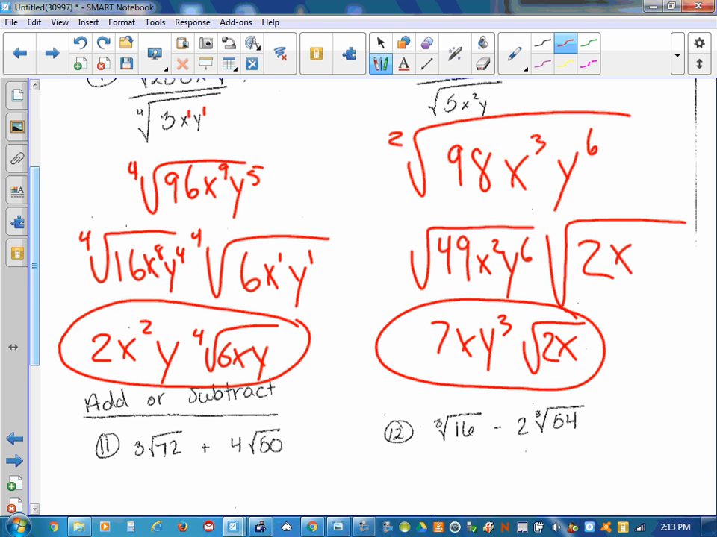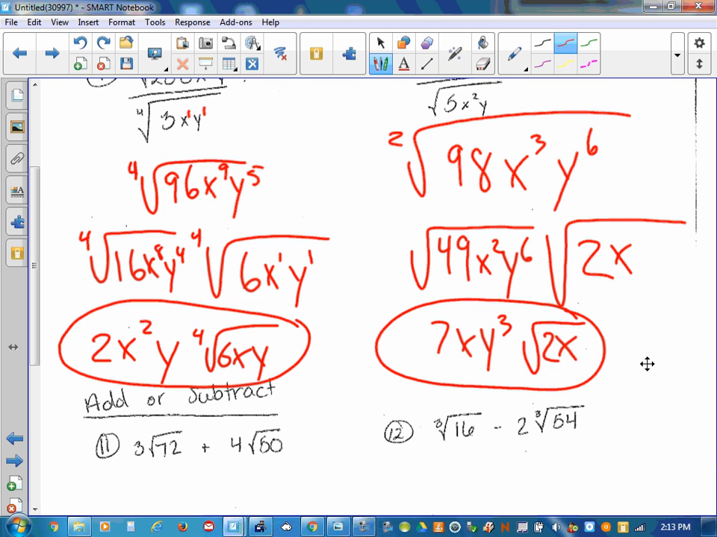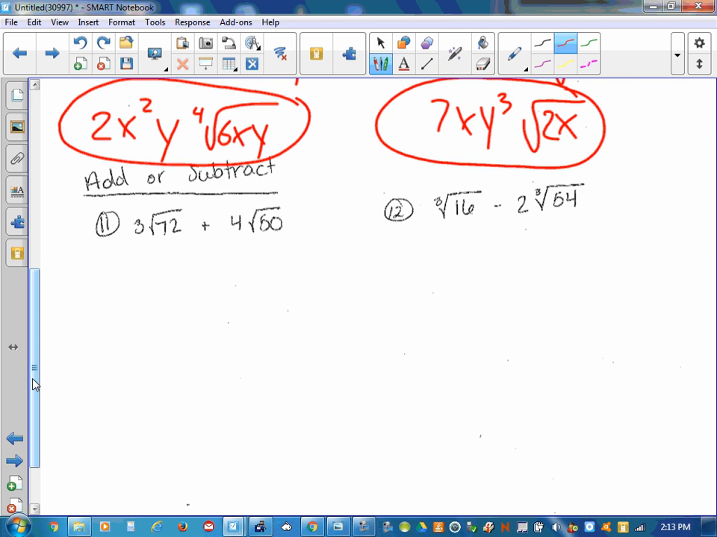Let's see, how are we doing on time? 9 minutes, perfect. All right. Now we're switching sections. These come out of section, those are all out of section 6.2. This is out of section 6.3.